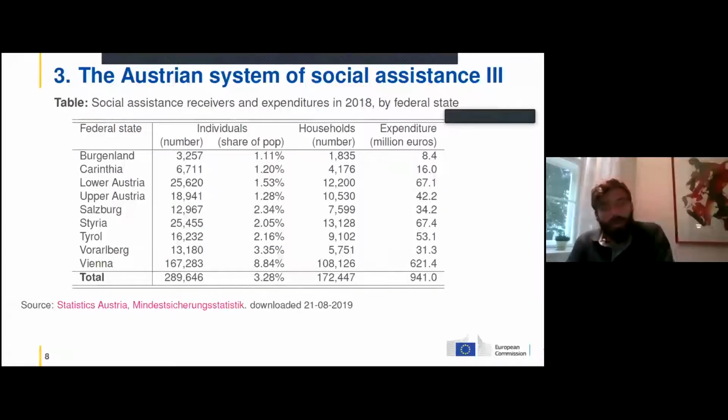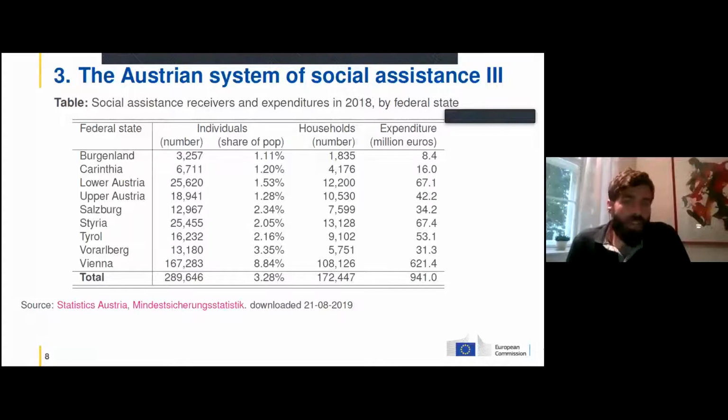To give you an overview of which regions the recipients of social assistance in Austria are in: as you can see, the 9 regions of Austria, and at the end, the total level. There are in total 290,000 recipients of social assistance in Austria, and most of them, namely 167,000, are in Vienna. That is more than 60% of the recipients. Overall, about 3% of the population in Austria are recipients of social assistance.